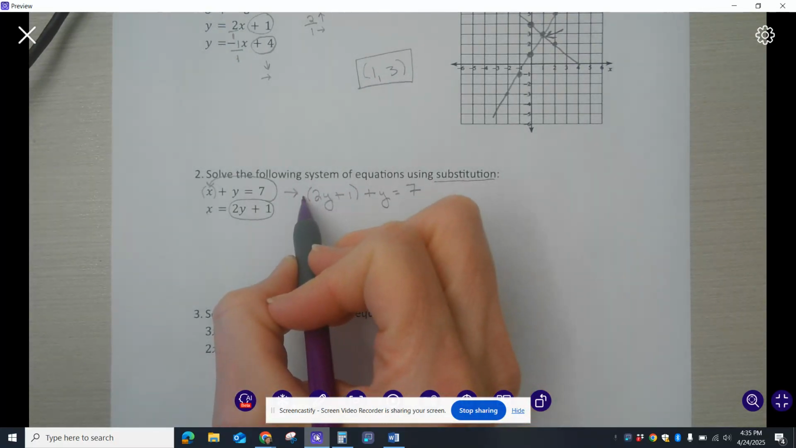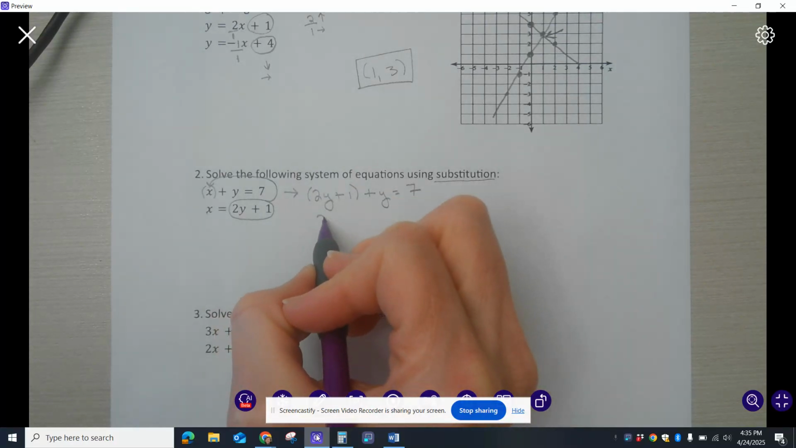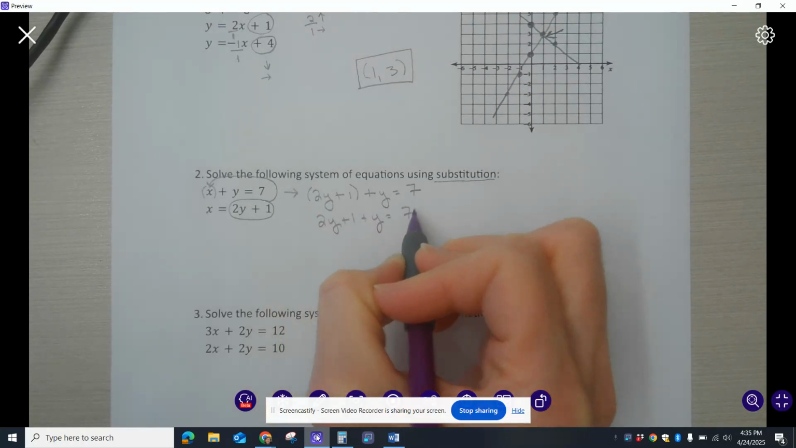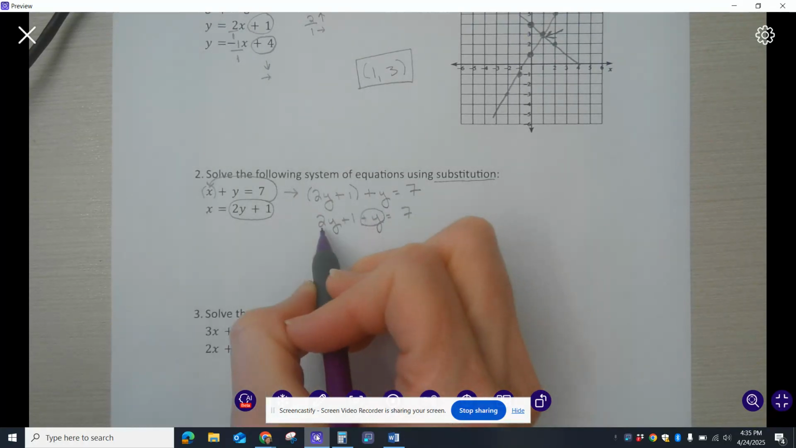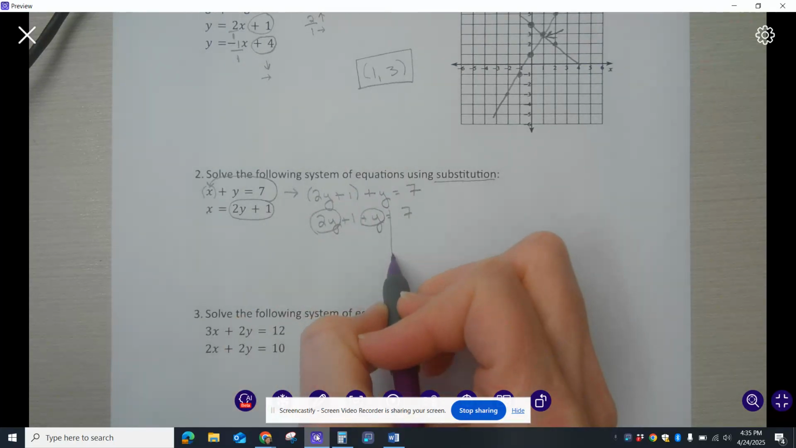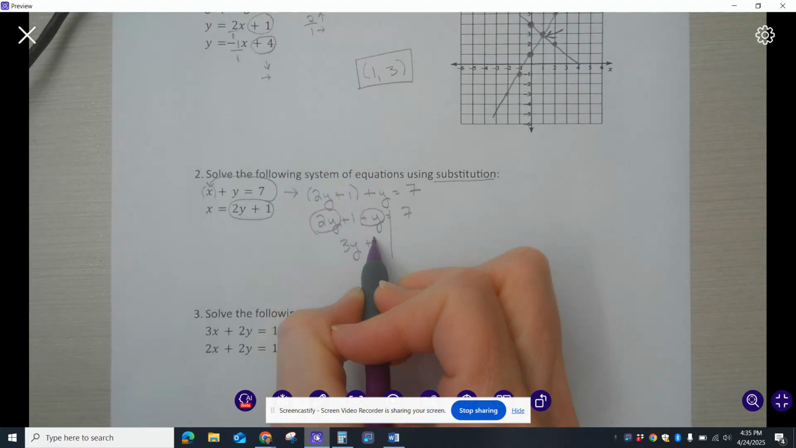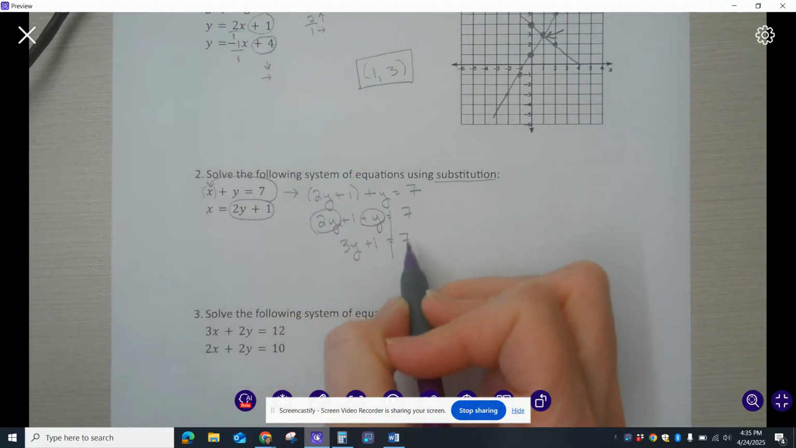We have parentheses, but in front of the parentheses we don't have anything to distribute. So then we can simply rewrite this without parentheses. We have like terms on the left side of the equal sign. 2y plus y is 3y. Copy your plus 1, copy your equals 7.